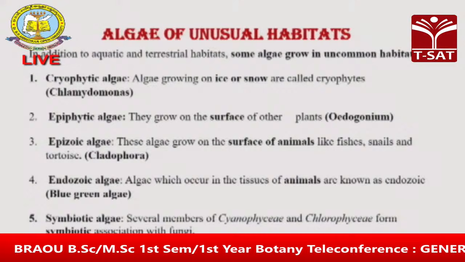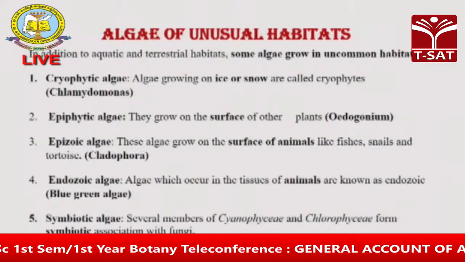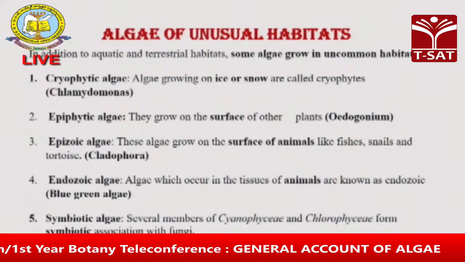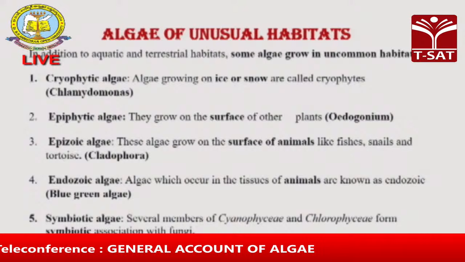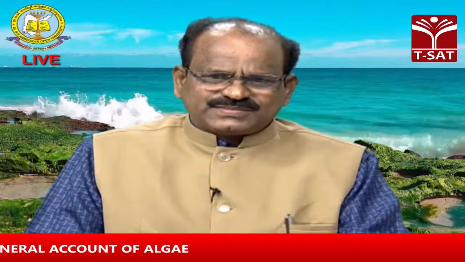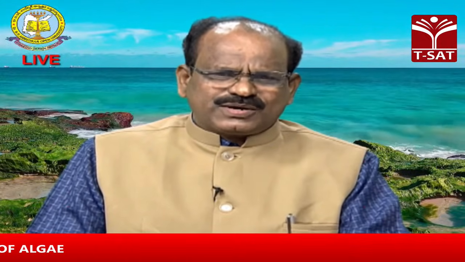Then some of the algal components are growing as epizoic, on animal surfaces like on fishes and even on different types of snails and other animal organisms. Cladophora is one of the very important, beautiful algal components which grows as an epizoic alga, right? Because they are growing cryptophytic, epiphytic, epizoic.